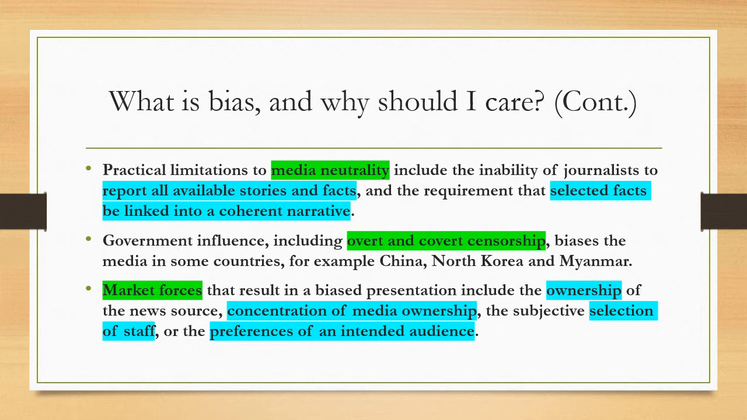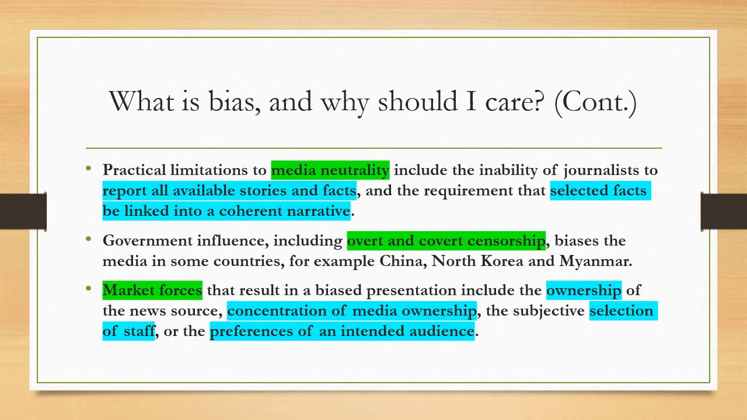So journalists struggle to report all available stories and facts, and the requirement that selected facts need to be linked into a coherent narrative. Basically, journalists have to tell a story no matter what they're writing, because they have to keep your interest. So not all news stories are stories or narratives, but journalists have to turn them into narratives and stories. So you can't make a story that's purely neutral without it being super boring. So if what you're reading is interesting, there's probably some bias. That's not good or bad, that's just how writing works.